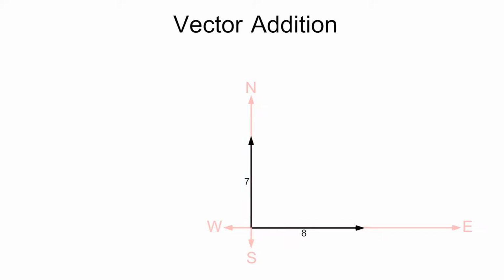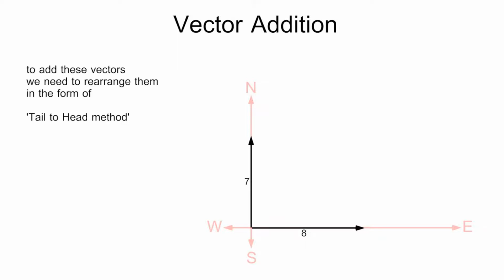Now we need to add two vectors instead of four vectors. But these two vectors are not in the same direction, so we cannot add them directly. To add them, we need to employ one of the famous techniques. It is the tail-to-head method.